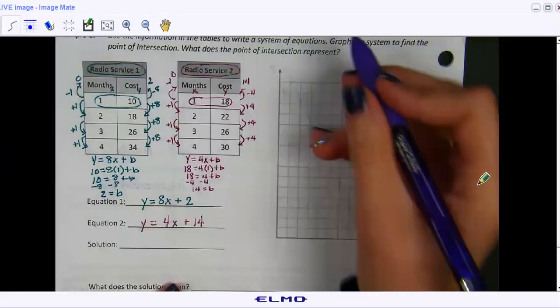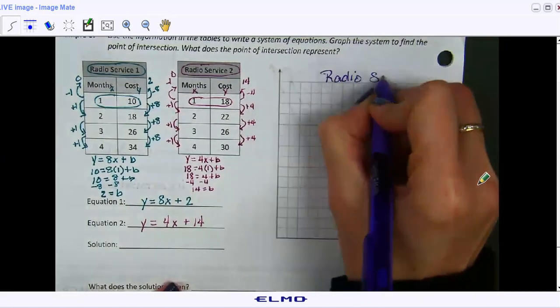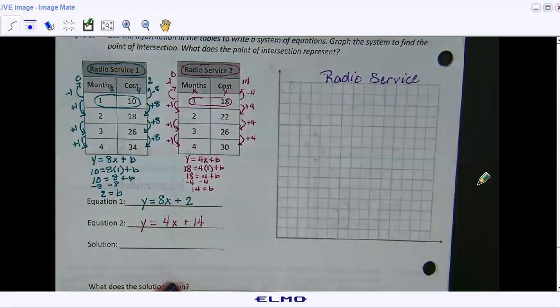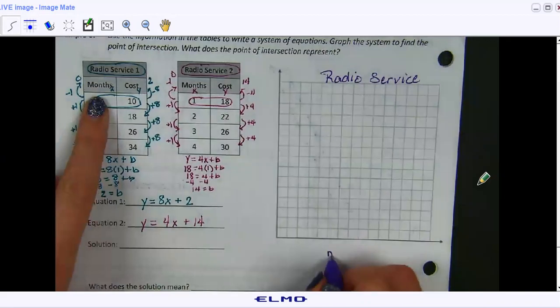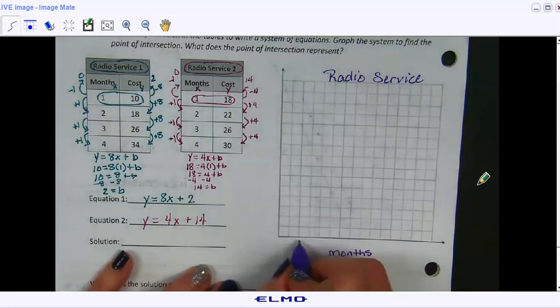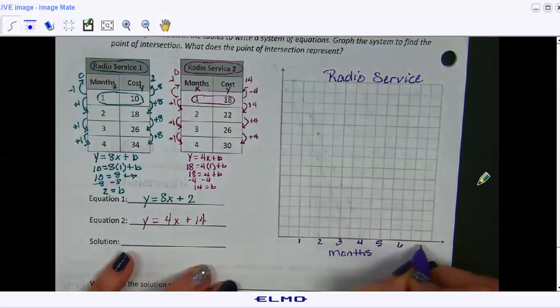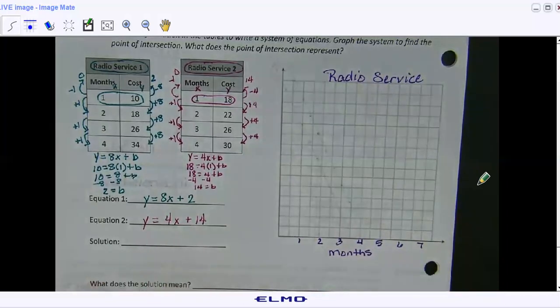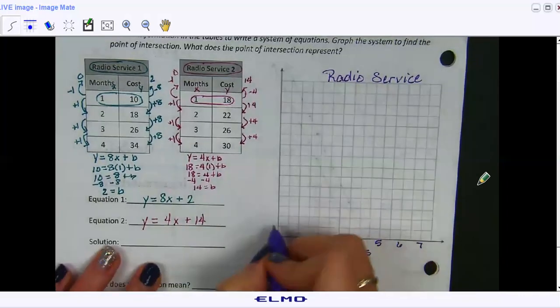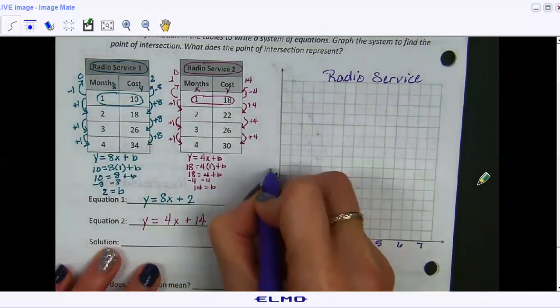So let's give our graph a title, radio service. Our x-axis represents months. I'm going to go by ones and skip every other line. You don't have to, but that's just what I'm doing. The y-axis represents cost, and on this, I'm going to go up by twos. You can go up by fours if you like.